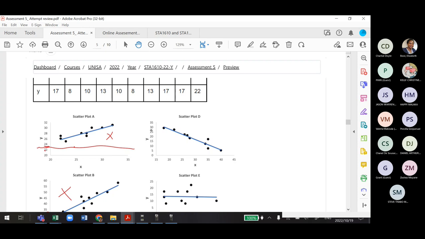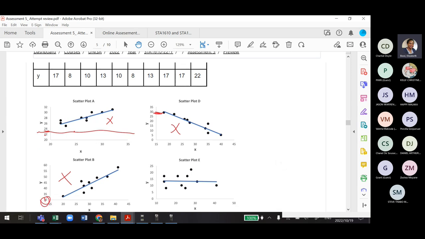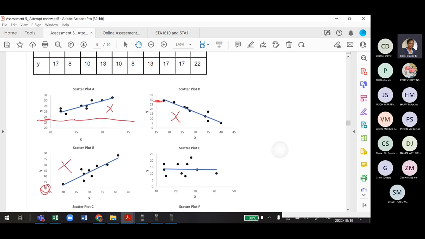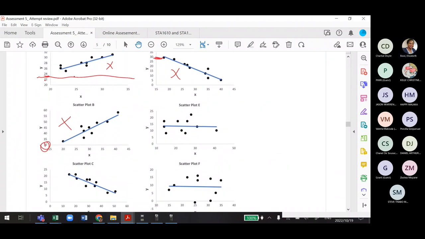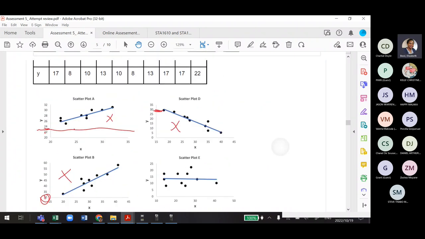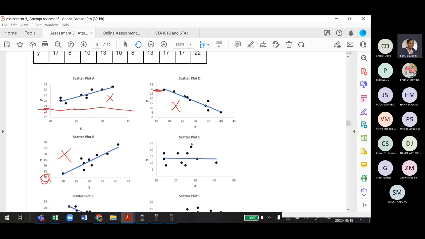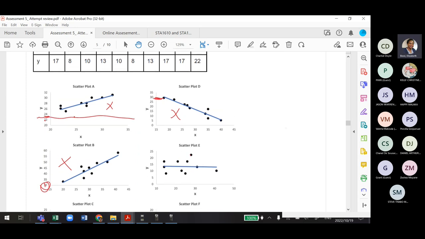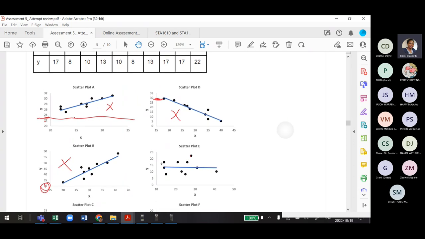So here it says a y value should be at least 30. We don't have any y value that is more than 22, so that one can go. So already we eliminated 3. Let's see. We need a y value of 22. And a y value of 22 is there. A y value of 17 is there. So there should be 1, 2, 3, 17. 1, 2, 3, 17.